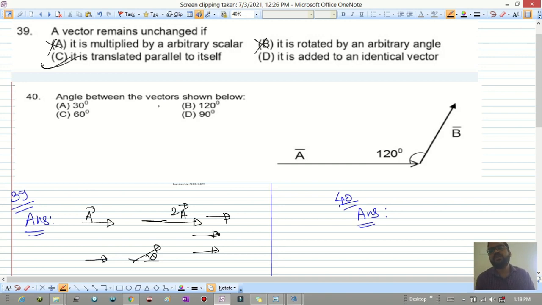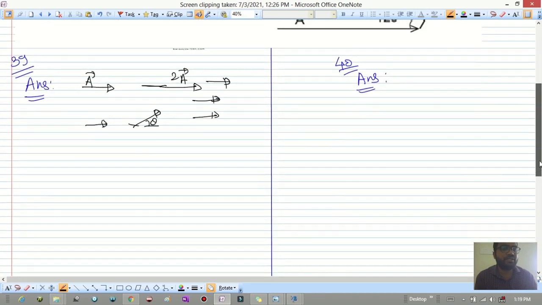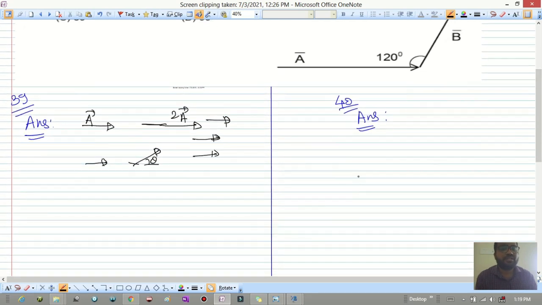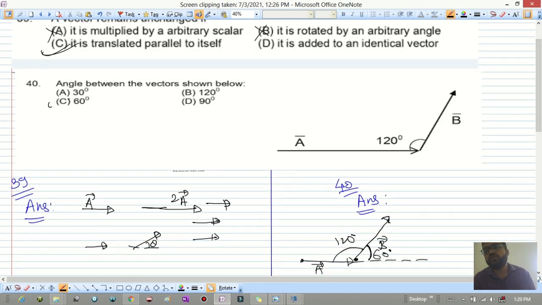And it is added to an identical vector? Not at all possible. 40. Angle between the vectors shown in the figure. Angle is always calculated by using the tail to tail method, isn't it? So the first vector is given in this way, the second vector is given in this way, and this angle is given as 120 degrees. So we have to translate the A bar, and the tail of the A bar must be matched with the tail of the B bar. So this angle is the angle between the A bar and B bar. That angle is 60 degrees we have. So option C is the correct option.